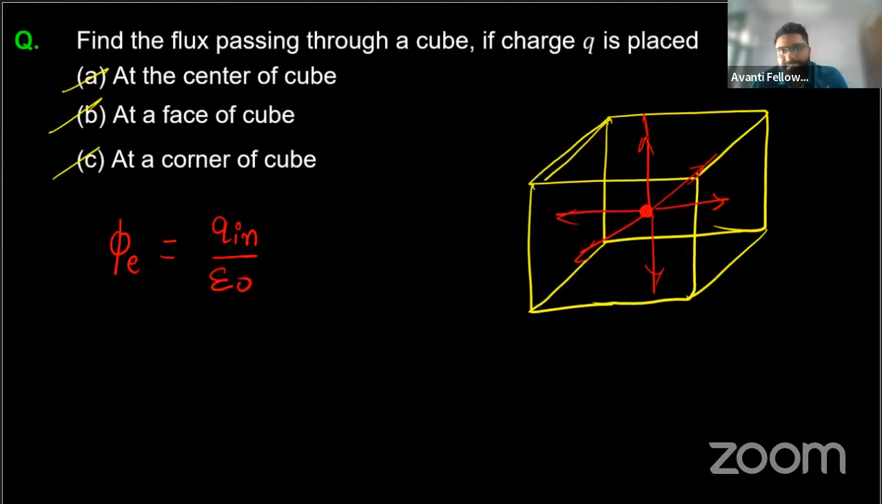So for your easiness, we will take this cube as a Gaussian surface. We have considered the cube itself as the Gaussian surface, because we are only interested in the electric flux, not the electric field. So we can consider this surface as a Gaussian surface. Now, how much charge has the Gaussian surface enclosed?